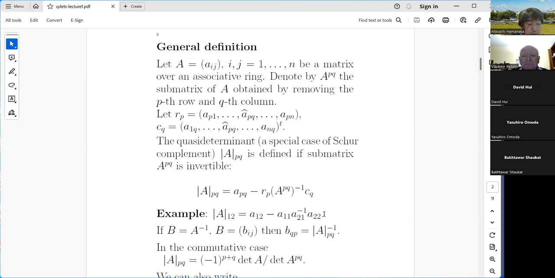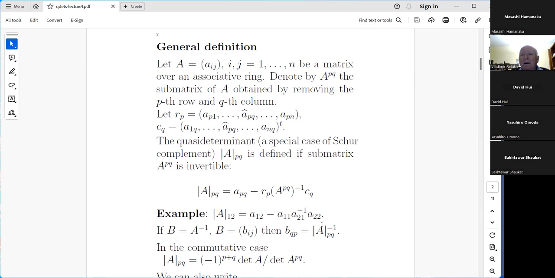And what's really important is the following: if your matrix A is invertible, and B is the inverse matrix, and you take your quasi-determinant with index pq, and this quasi-determinant is invertible, then you have the element of B with the opposite index qp. So this is what you have.